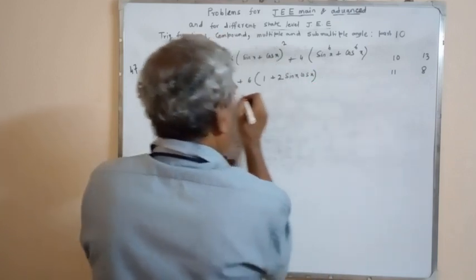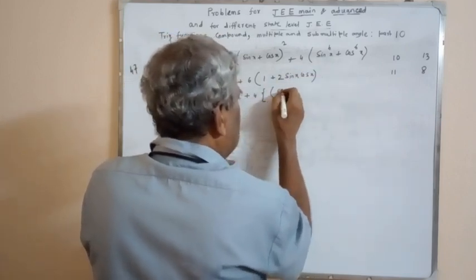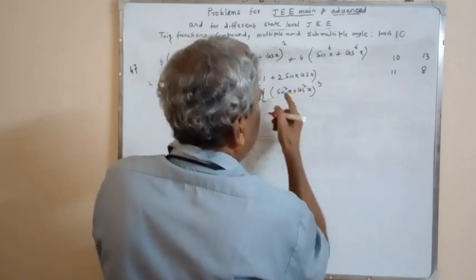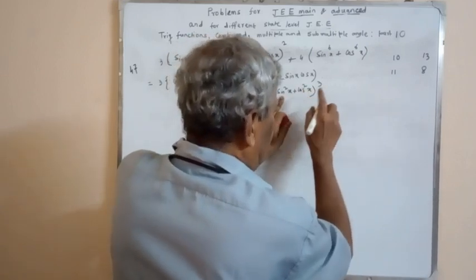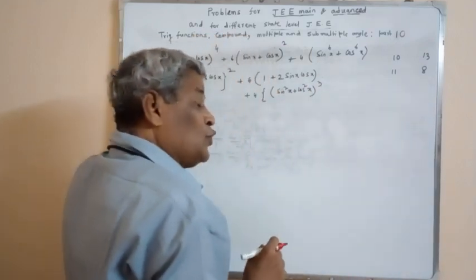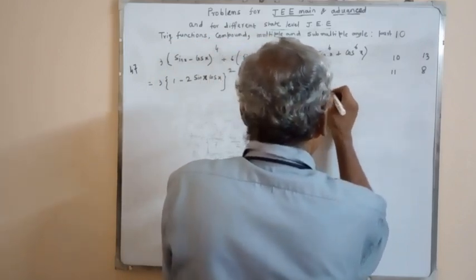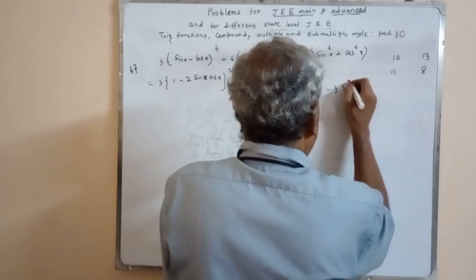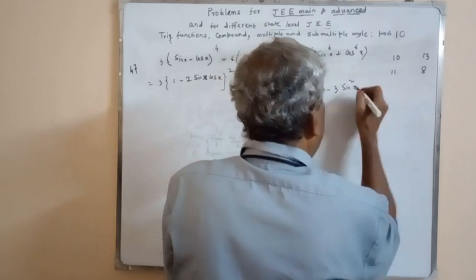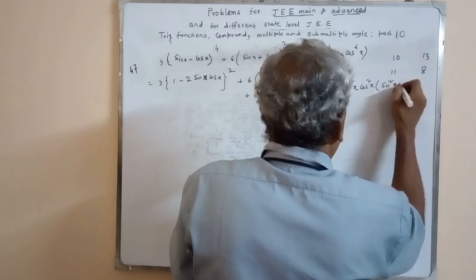plus 4 into (sin square x plus cos square x) whole cube, a cube plus b cube. There is sin to the power 6, cos to the power 6 is there. So these two product terms we have to subtract, minus 3 sin square x, a cube plus b cube, 3ab cos square x into (sin square x plus cos square x).